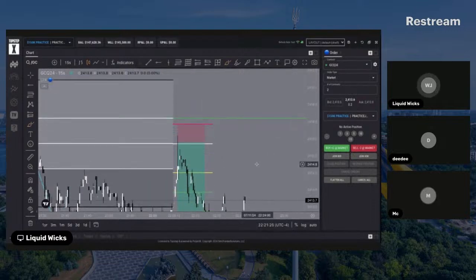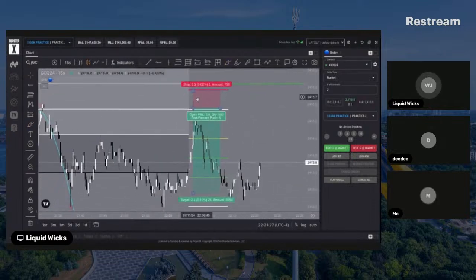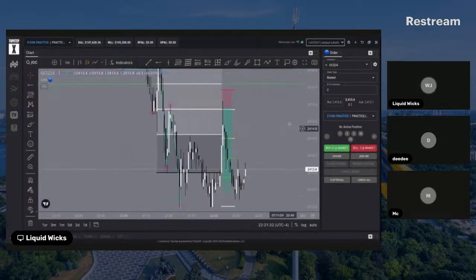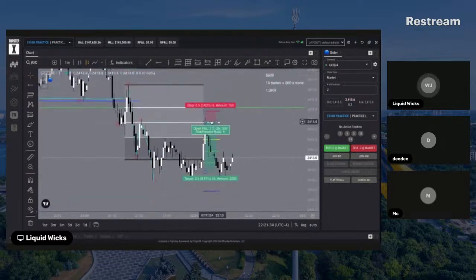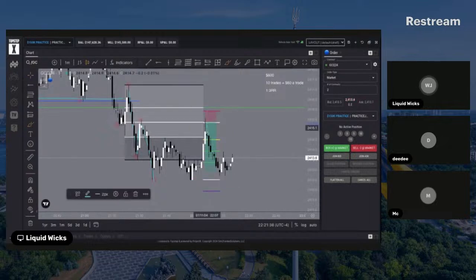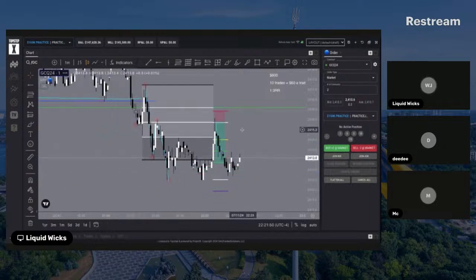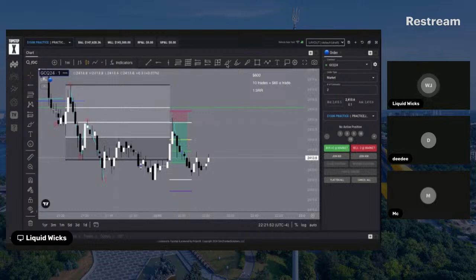We see that this is a 15-second chart. Let me put it down to the 1 minute. You get that wick right there. We would go break even right here. We'd have our partials and full take profit right here, resulting in a 1 to 4, and that's just waiting for the setup to happen.